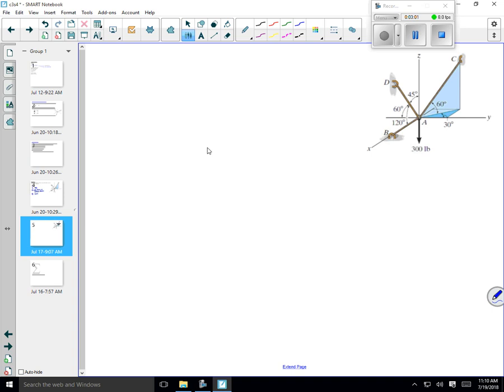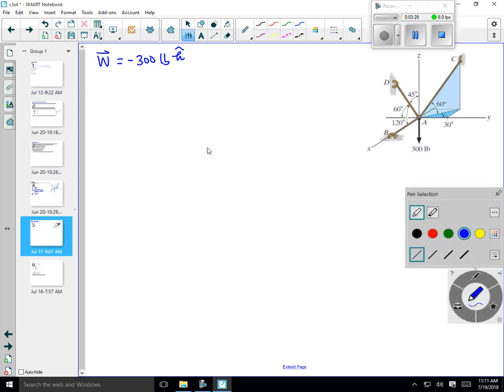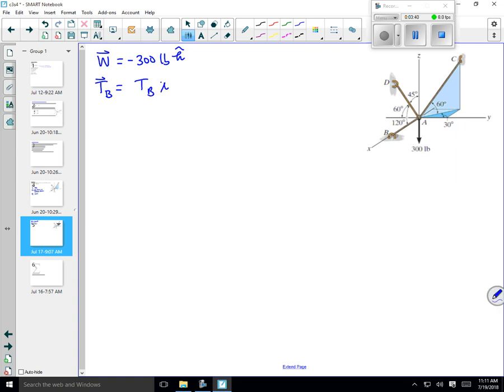So the first force I'm going to write down is the weight. That weight is that 300 pounds. Which direction does it point? It points in the negative k hat direction. So there's my first force. My next force is going to be TAB. Let's just call it TB, save ourselves a little bit of headache, fewer subscripts. So TB. It points from A to B. It has a magnitude of TB, and it points purely in the i hat direction.